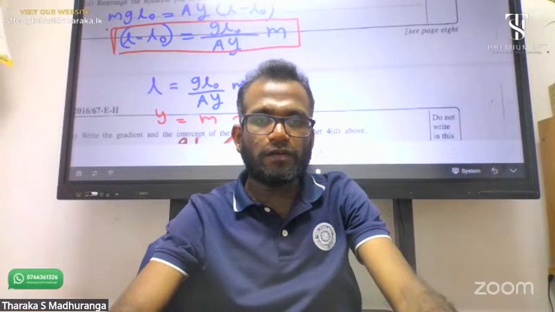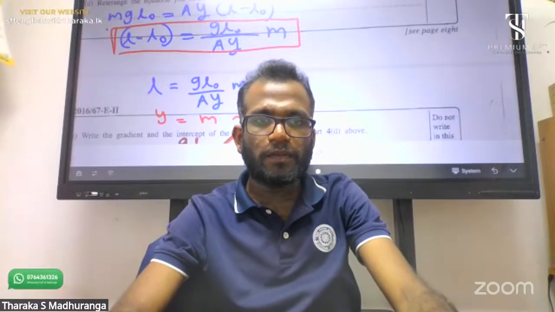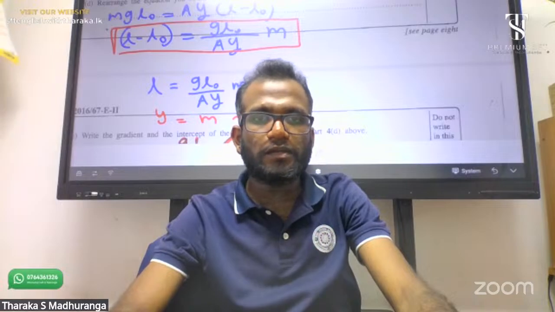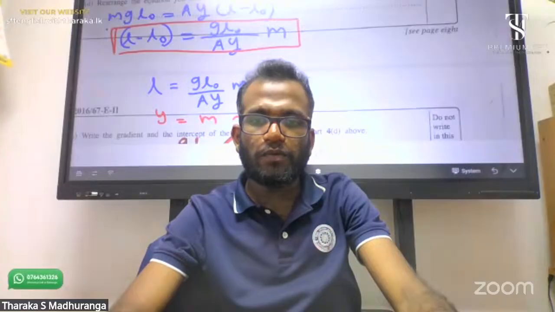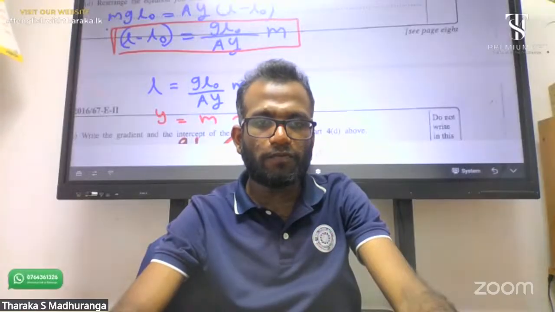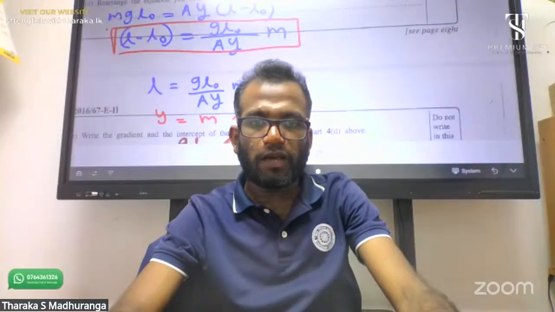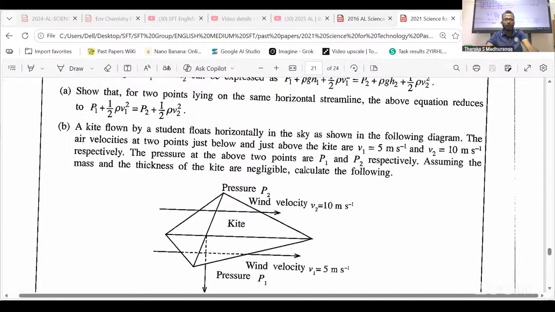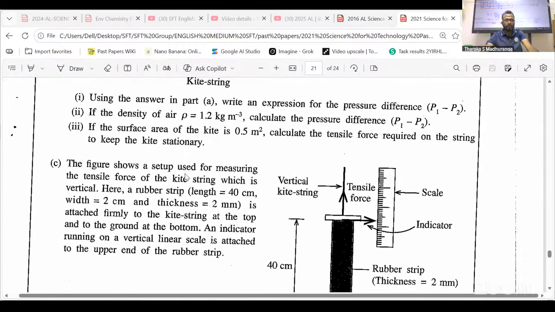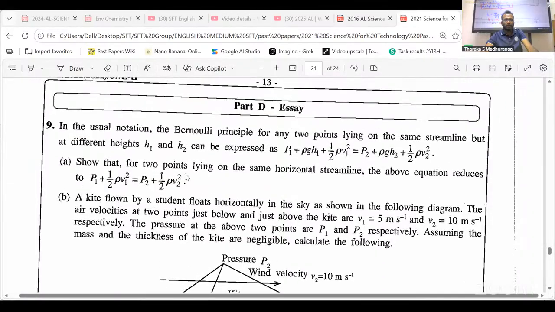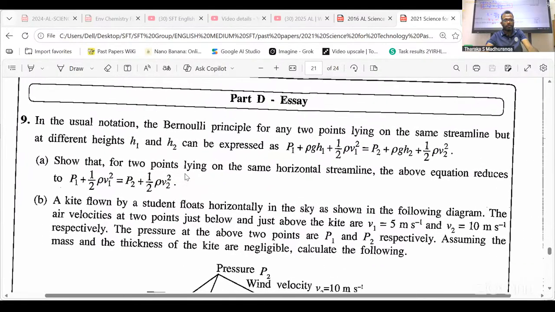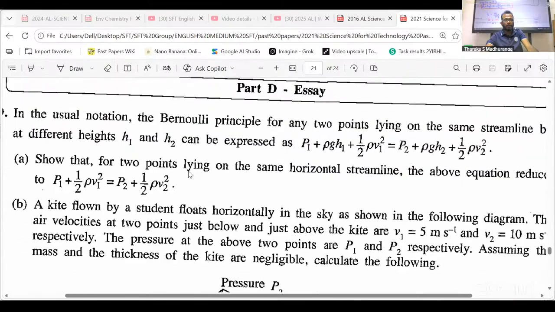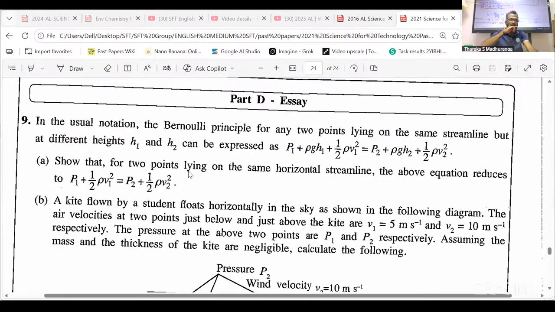Okay, it is a good question. This is a 2021 Bernoulli's theorem and mechanical properties of matter mixed question. Most probably you will get a question like this. This is the final target of today's schedule: to complete the Bernoulli's theorem and mechanical properties essay question.